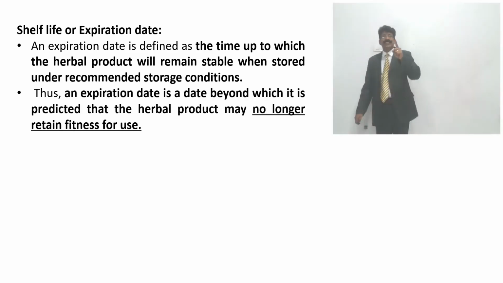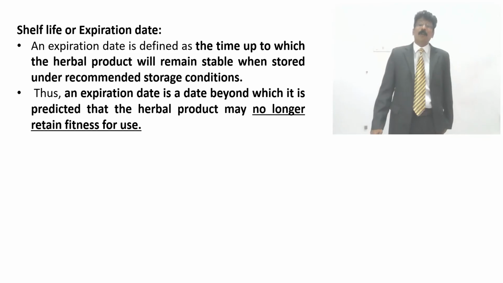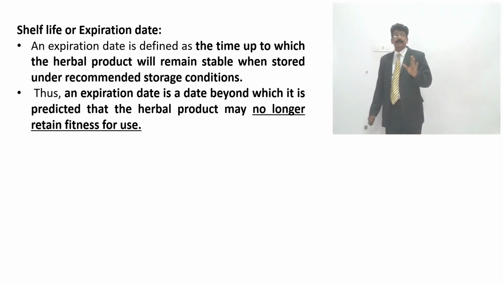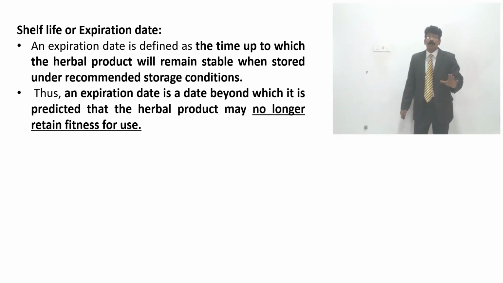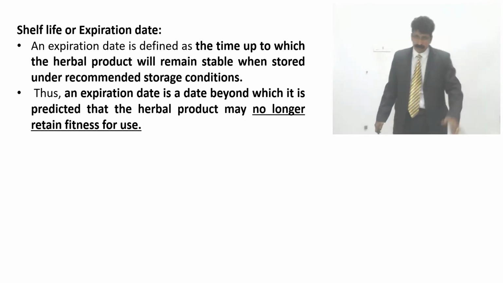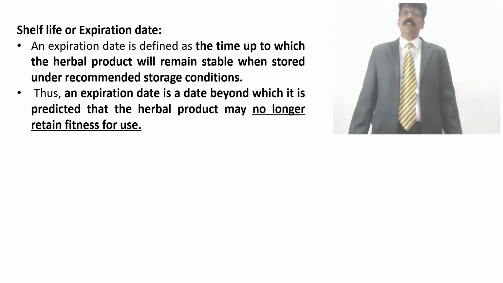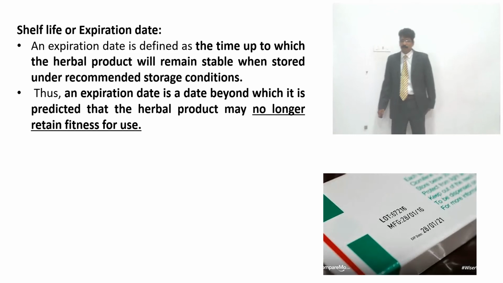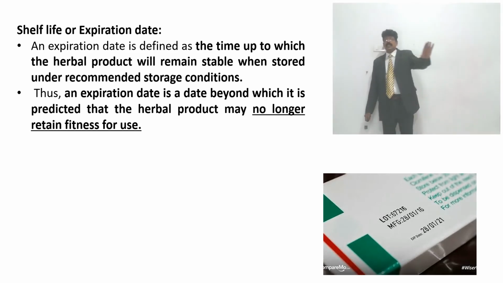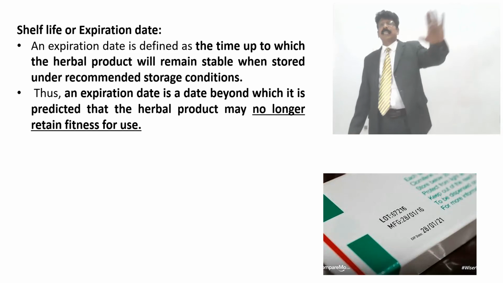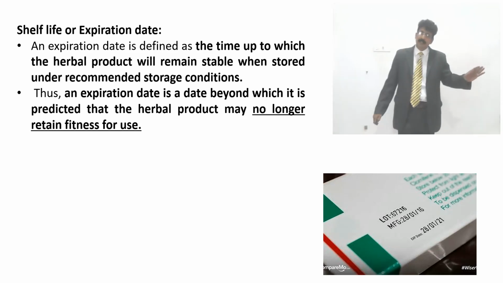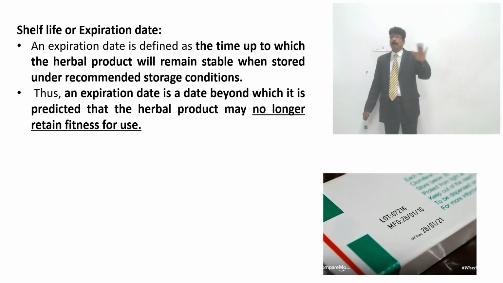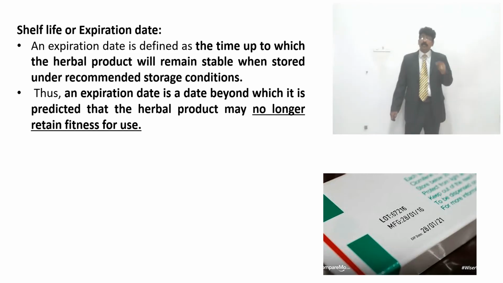Thus, an expiry date is the date beyond which it is predicted that the herbal product may no longer retain fitness for use. It cannot be used. That's the date they are giving, and that is called the expiry date. You might have seen it even on all the drugs, even in pharmaceutical preparations. We are just mentioning herbal drugs, but the same thing is followed for all drugs. Understand? Can you follow? It can be applied to all other drugs for stability studies.